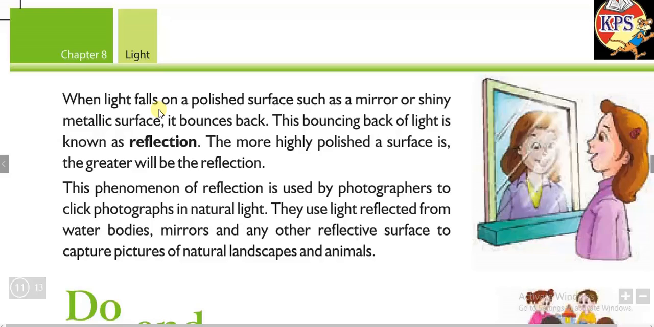When light falls on a polished surface such as a mirror or shiny metallic surface, it bounces back. This bouncing back of light is known as reflection. The more highly polished the surface is, the greater the reflection will be. If the surface is rough, not polished clearly, then the reflection will be less.